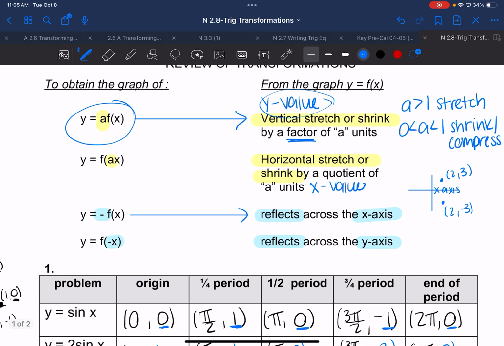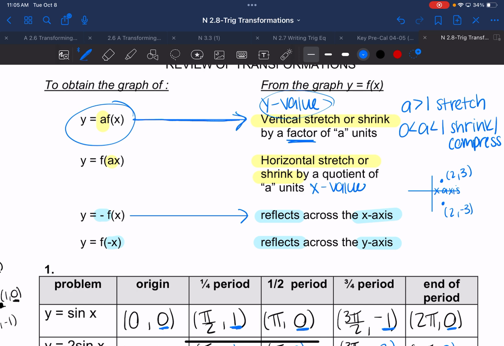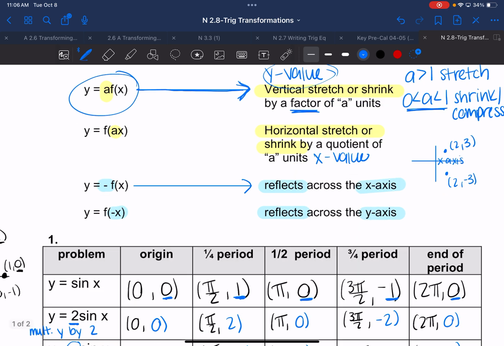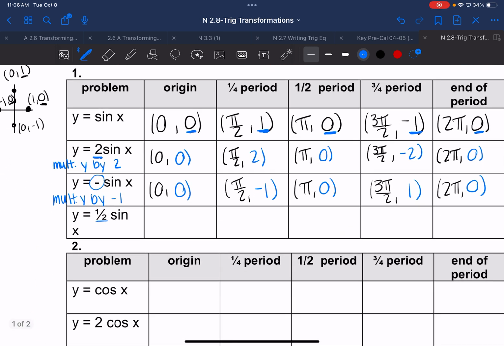So if it's out in front, that still is this very first rule from up here, right? But since it's a 1/2 instead of a 1, that falls in this range, which is what we would call a vertical shrink or compression. But we should still be doing the same thing. So apparently I would need to multiply my y by 1/2. So again, none of my x values are going to change.